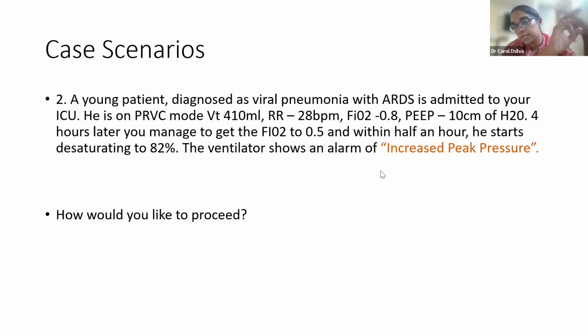Getting a chest X-ray is a great idea. You may also have to do an ABG. That will also give you some sort of a clue. Because if there was no CO2 rise and now there's a CO2 rise, maybe it's an endobronchial intubation, maybe it's a pneumothorax developing. So these are additional tests that you can do that can give you a clue.